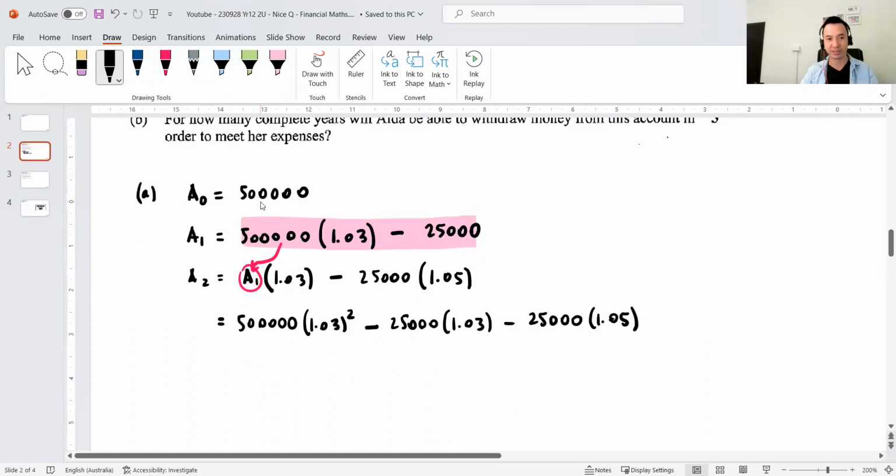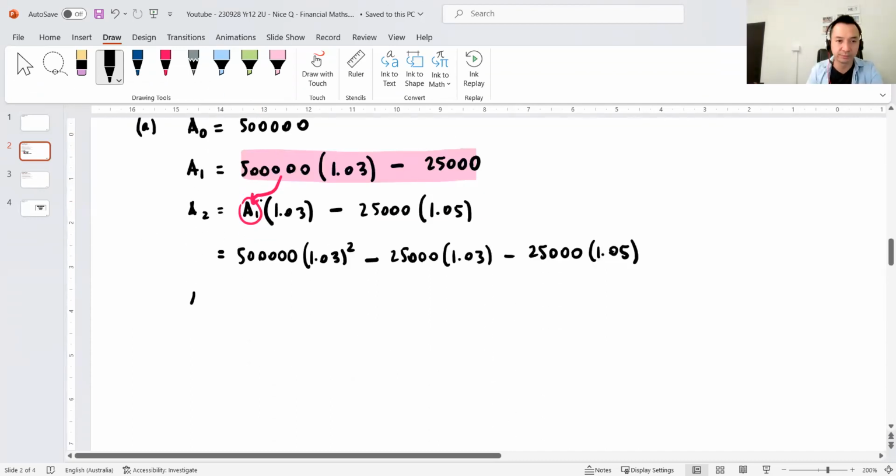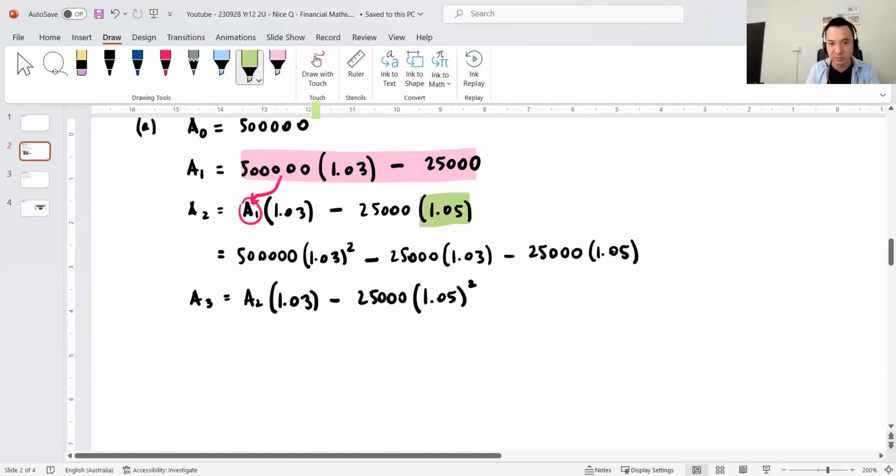Now, A3 is where they want me to go, so let's go there. A3 equals, so I'll develop the expression starting with A2, a bit of compound interest, minus, now, this is the second year, the expenses have increased again, so I need to subtract 25,000 multiplied by 1.05 to the power of 2. Each year, the subtraction increases by a factor of 1.05. Let's keep that in mind. Now, what do I do again?